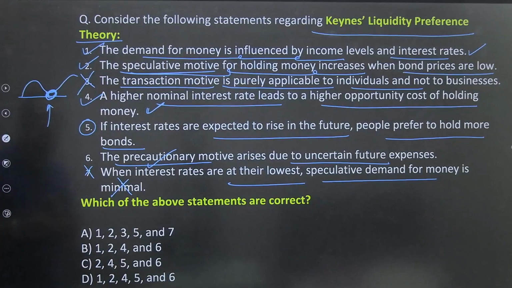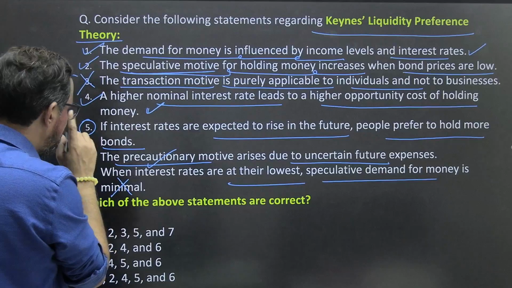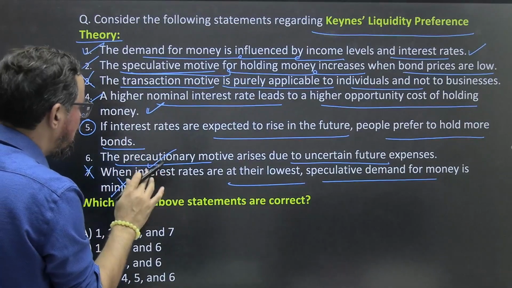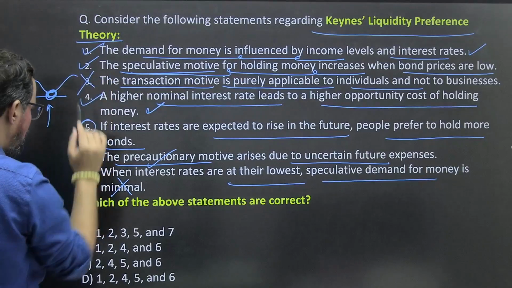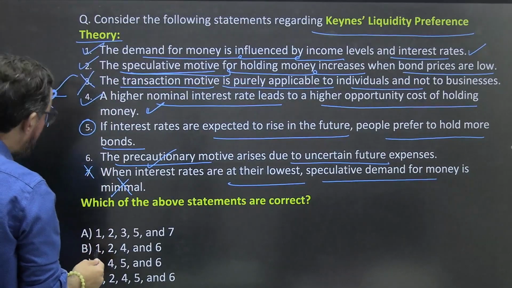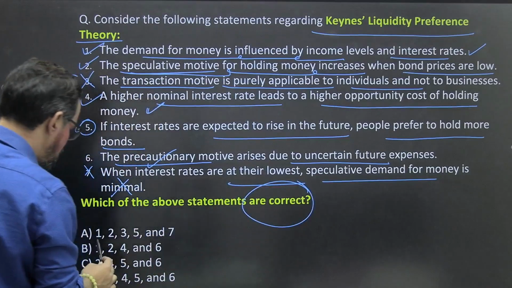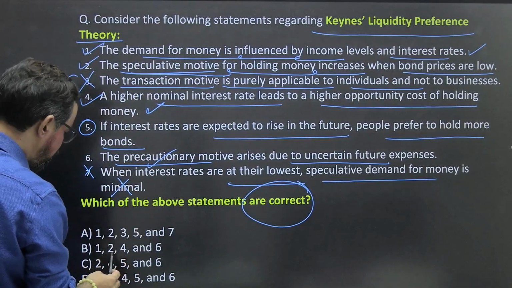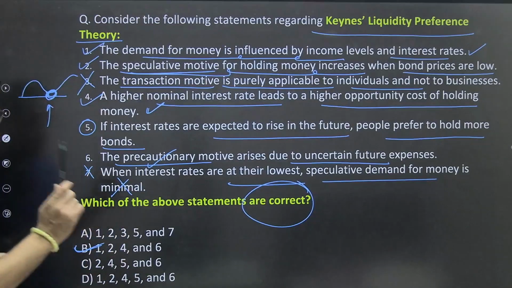So what will be your right answer? I just want to cross check this. I'll go without this one. So 1, 2, 4, 6. We have to find out the correct statement. So 1, 2, 4 and 6. So that means option B should be the right answer for this particular one.